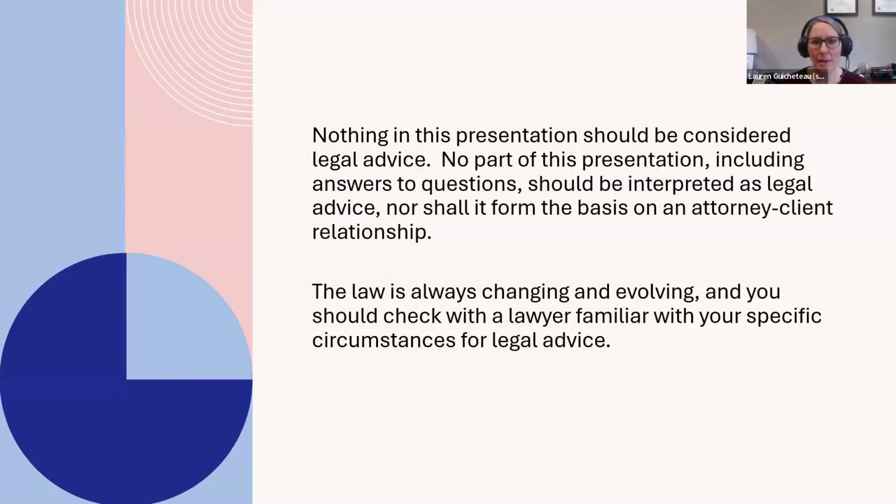These packets are really important for people to understand, but it's also good that everyone knows that this is not legal advice. It's really just information to help you understand these packets, and no part of this presentation creates an attorney-client relationship. Also, this information is accurate as of March 2025, but things are changing, so it's always important to check with a lawyer before relying on this information.